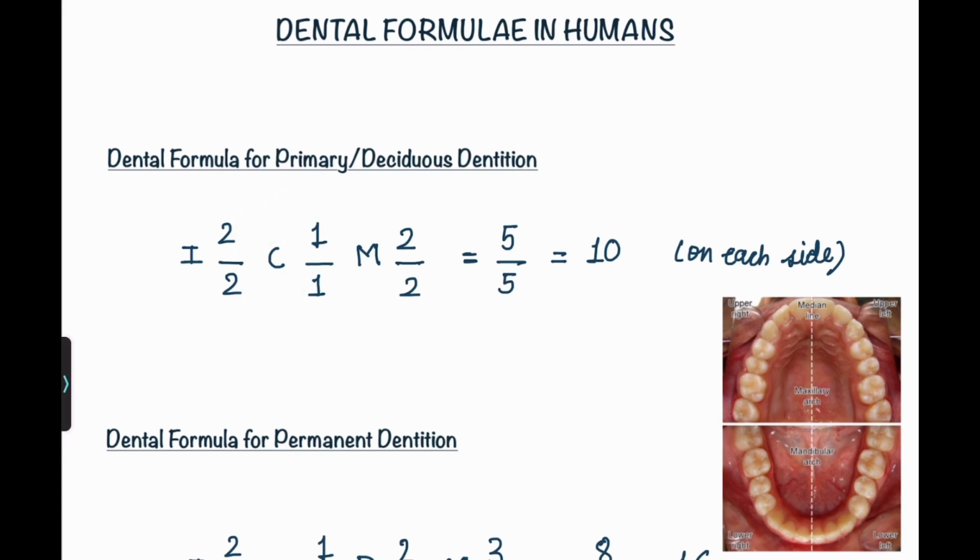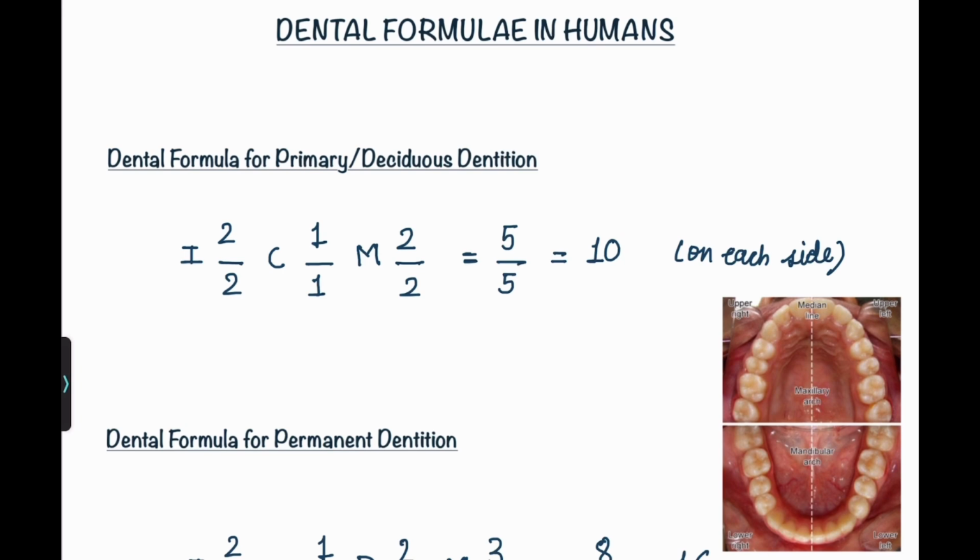Dental formula for primary or deciduous dentition. The primary dentition has the following dental formula, expressed as 2:1:2. That is, each quadrant in primary dentition has 5 teeth. Beginning from the midline, they are the central incisor, the lateral incisor, the canine, and the first molar, and then the second molar.